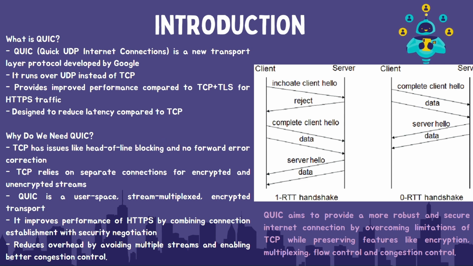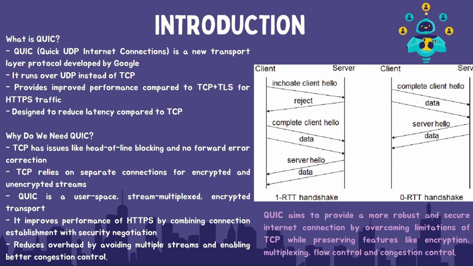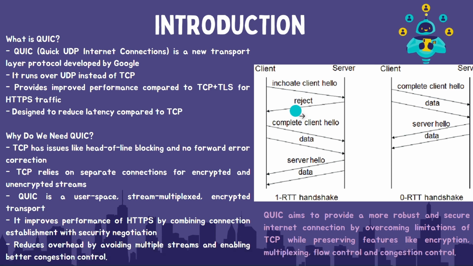transmission and reduced latency. As in the diagram, you can see that there is a delay of 1 RTT, which is round trip time. First the client initiates a client hello, and if the server rejects it, as you can see, the server rejects it, then it completes the next hello in the next step. The data is transmitted and a server hello is received and data is acknowledged.